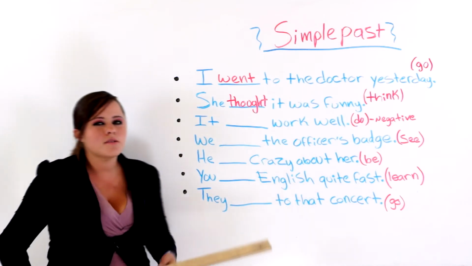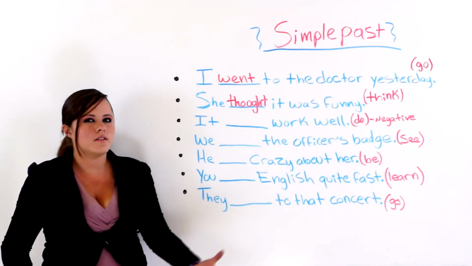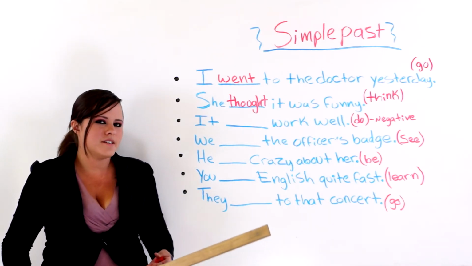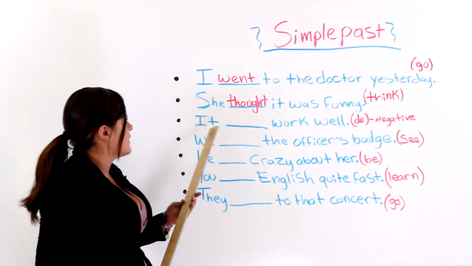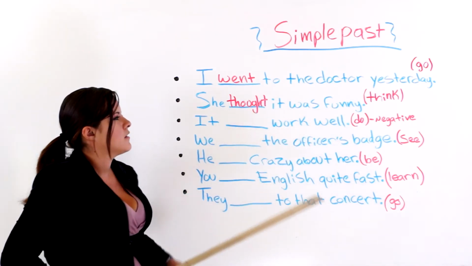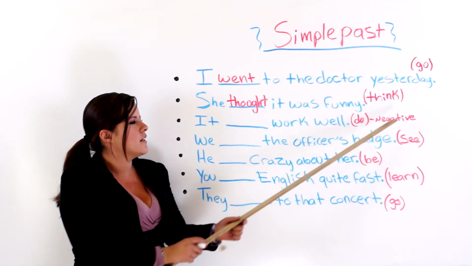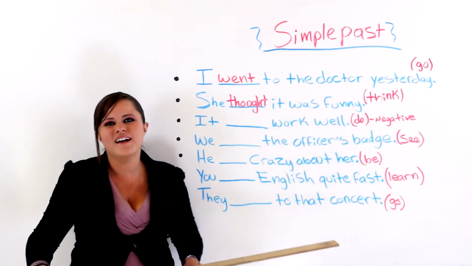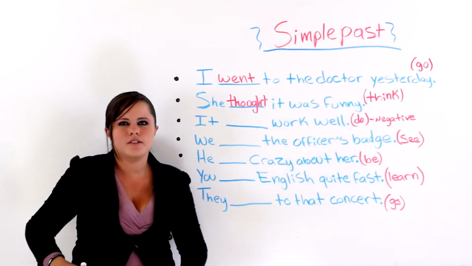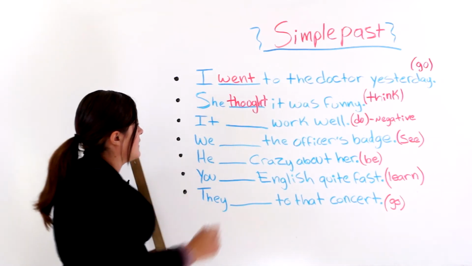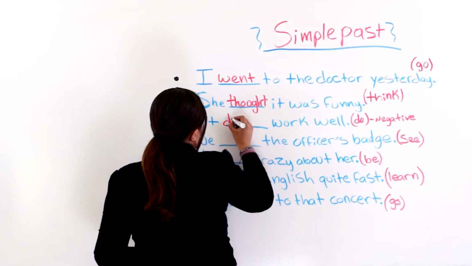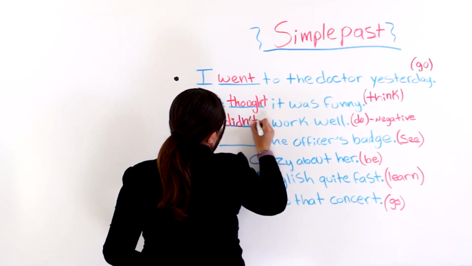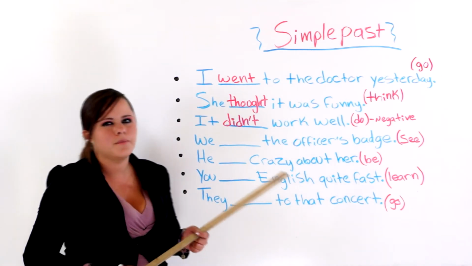Next one. This is why it's really important for you guys to learn all the verb tenses, okay? Not just one or two. And you have to make sure what each tense is for, okay? Next one. It blank work well. Okay, we're gonna use the verb "do" in negative form, like "don't." But what's the past of "don't"? Didn't, right? It didn't work well. Okay?